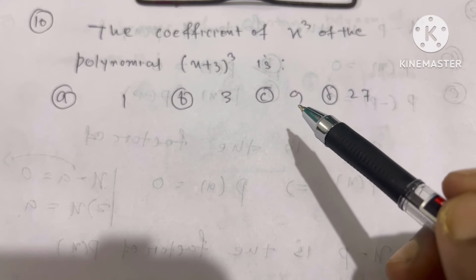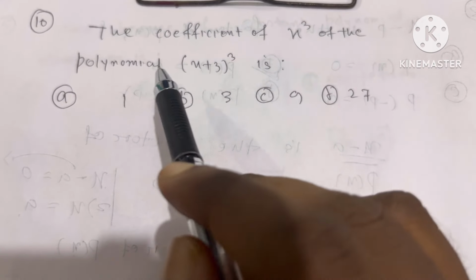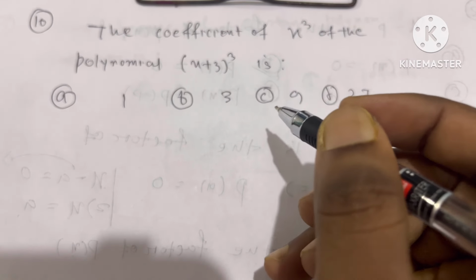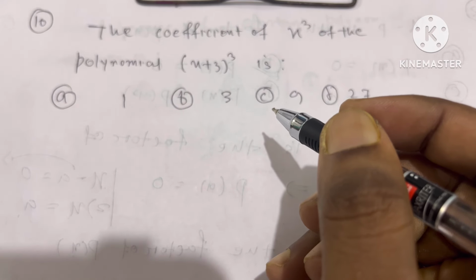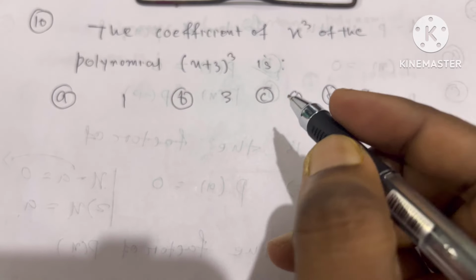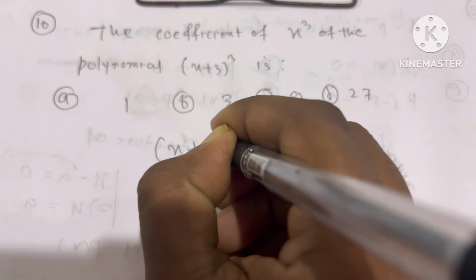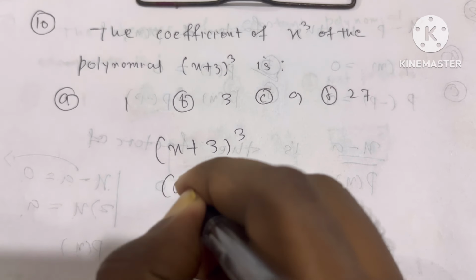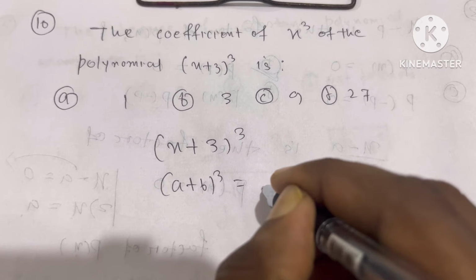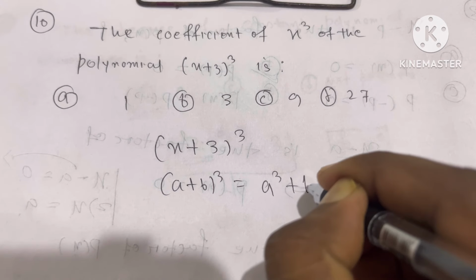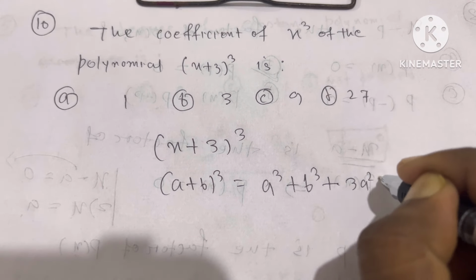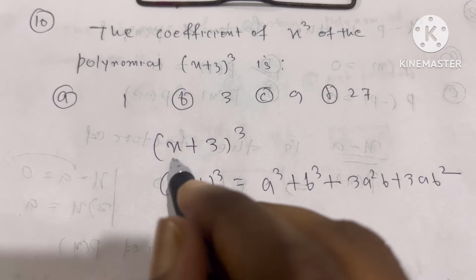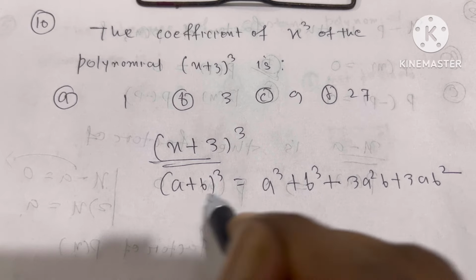Question number 10. The coefficient of x cube in the polynomial x plus 3 whole cube is equal to what? So how will we find the coefficient? For that, first you have to expand x plus 3 whole cube. This is of the form a plus b whole cube. As you know, a plus b whole cube means a cube plus b cube plus 3a square b plus 3a b square. So for expanding x plus 3 whole cube, you can use this formula.